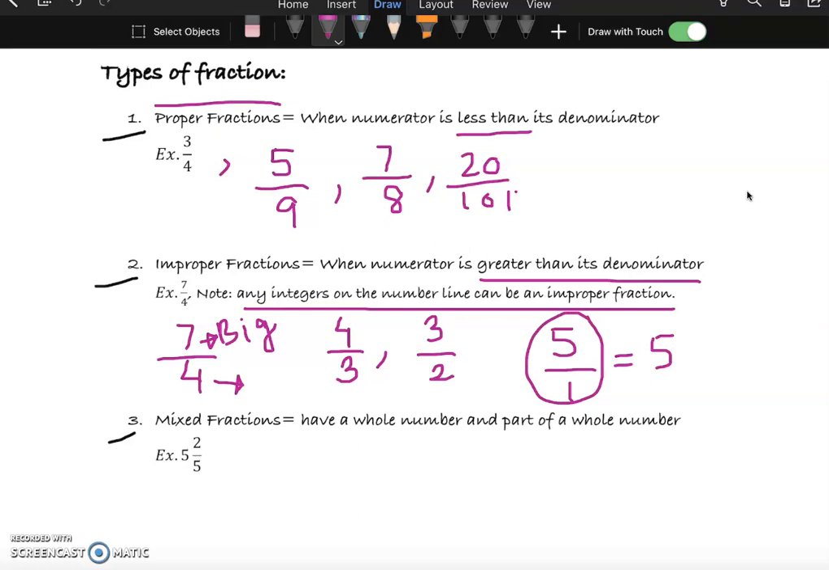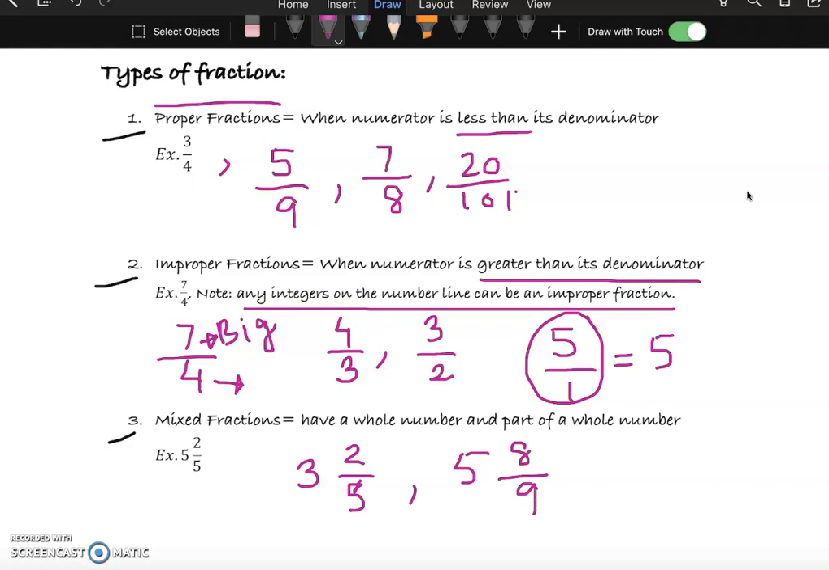Okay, good. Now a mixed fraction has a whole number and a part of a whole number. So clearly 5 and 2/5, any quantity, there is no unit here. I can come up with more actually: 3 and 2/4, or 2/5, I would say, 5 and 8 over 9, as you see.